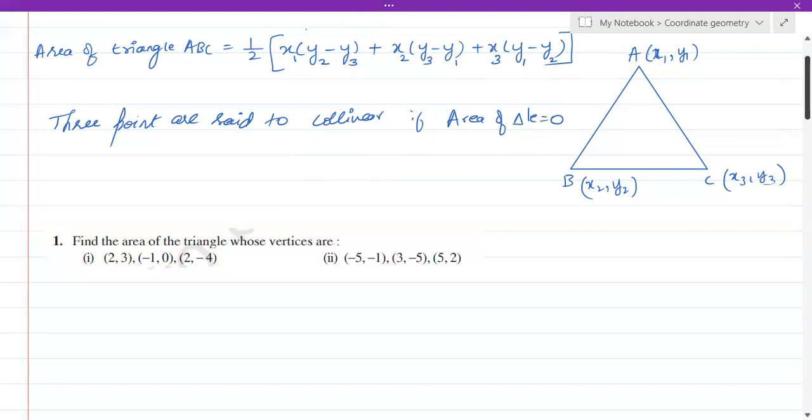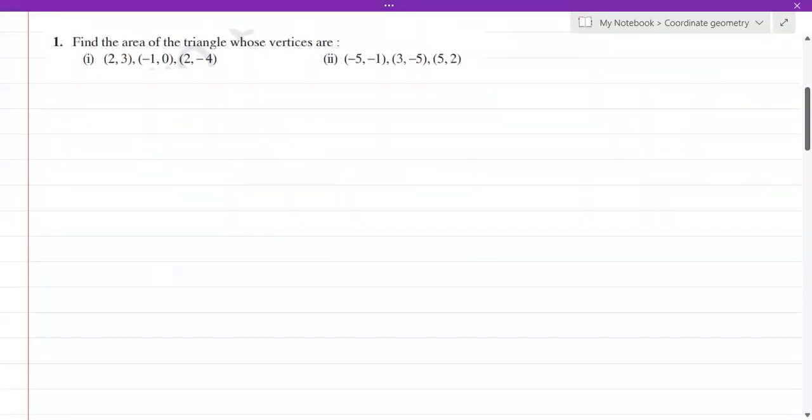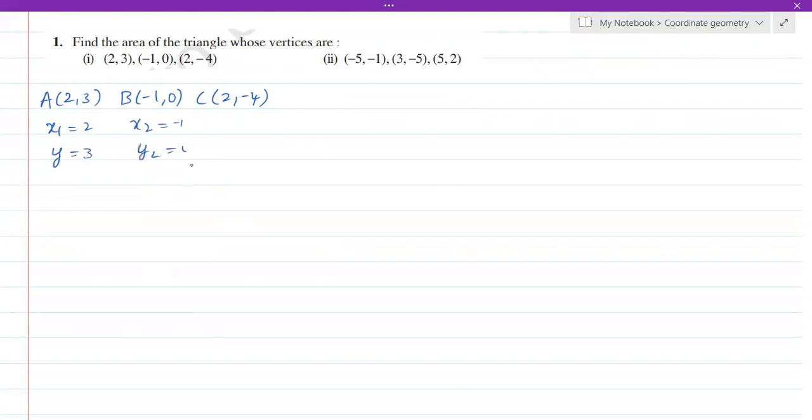Let's get into the first question. There are 2 sub questions. Find the area of the triangle with vertices (2, 3), (-1, 0), and (2, -4). Let's take the first coordinate as A, which is (2, 3), the second as B, (-1, 0), and the third as C, (2, -4). So x1 is 2, y1 is 3, x2 is -1, y2 is 0, x3 is 2, y3 is -4.